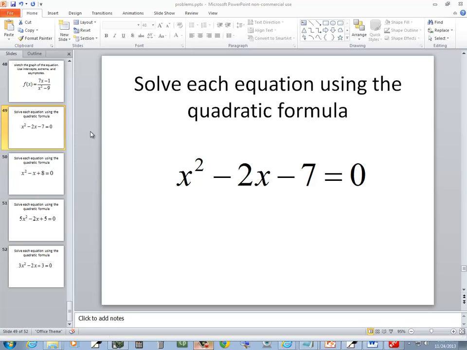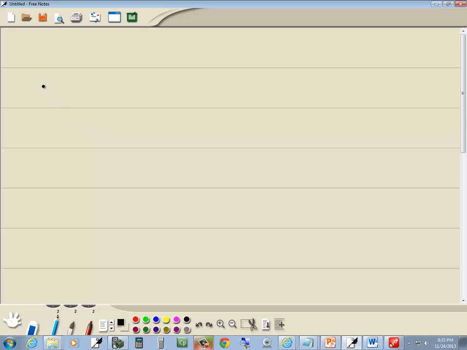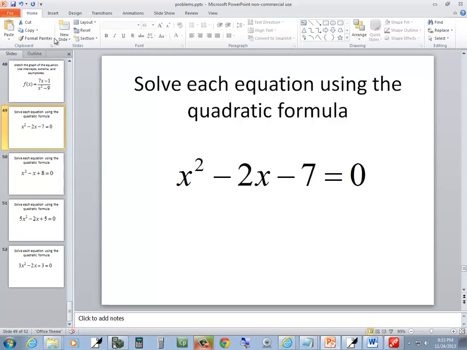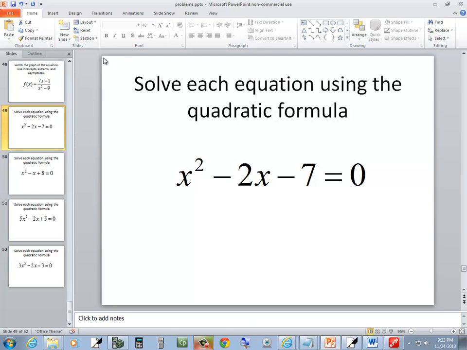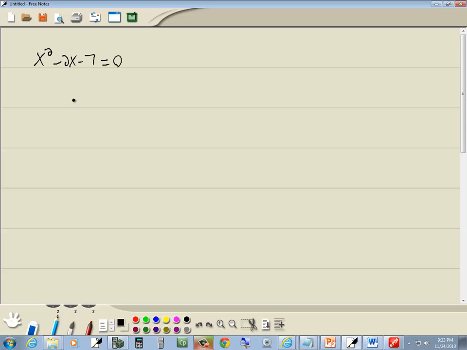Let's take a look at this problem. We've got x squared minus 2x minus 7 is equal to 0, and we'll use the quadratic formula. Well, it's got 0 on one side, so that's a start. Now we need to identify the a, b, and c.